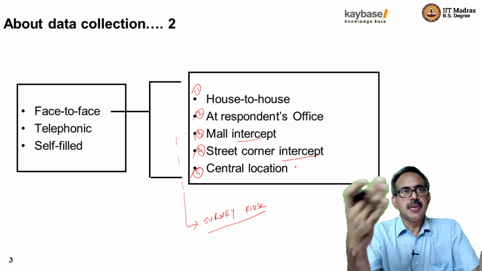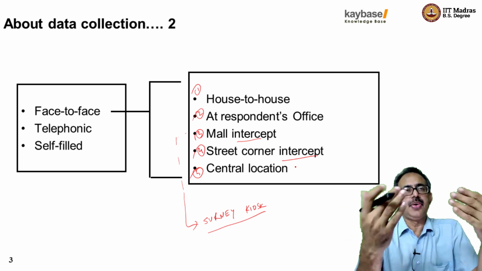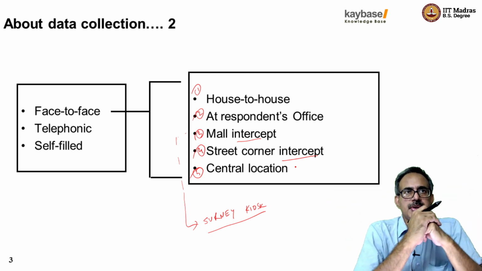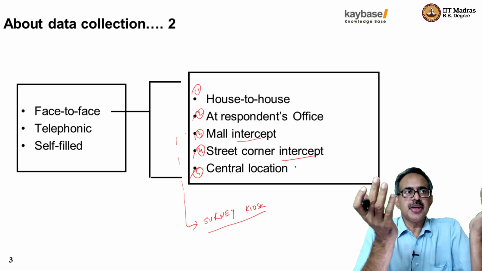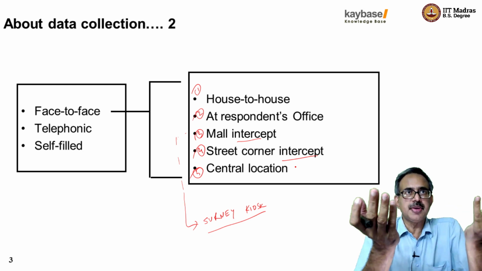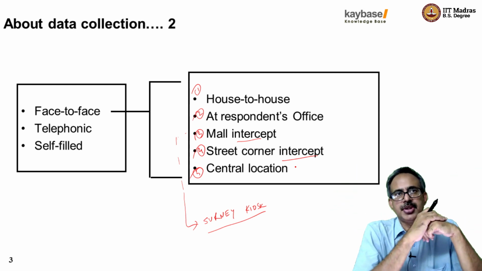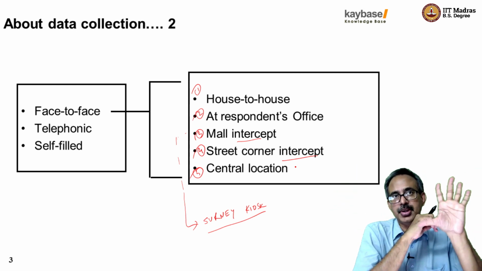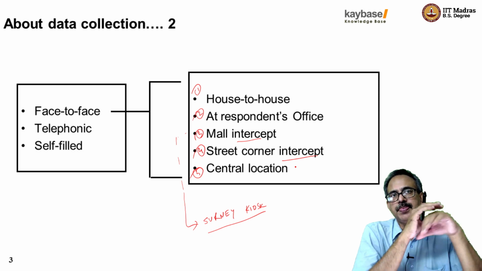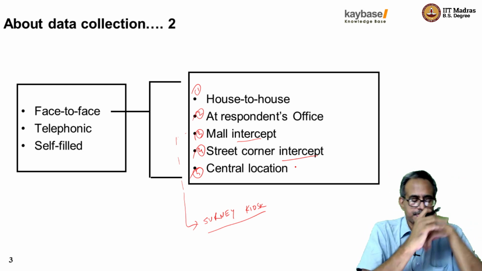Invite a person to a central location. It could be a hall. It could be an office. It could be a venue specifically set up for a survey purpose. And then you make the person comfortable and you administer whatever survey it is. So basically 5 broad methods of face-to-face interviewing.